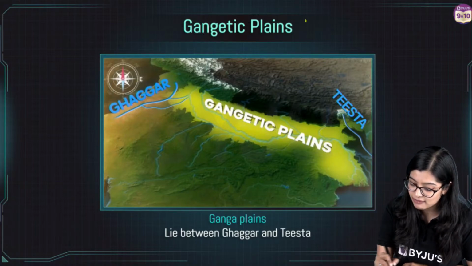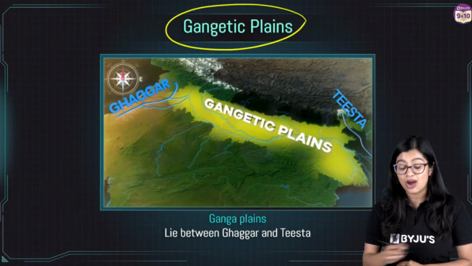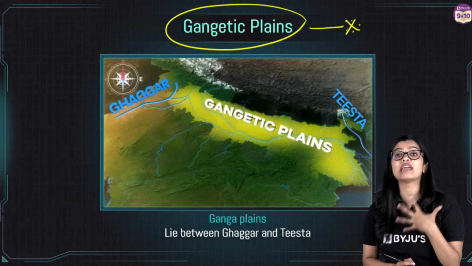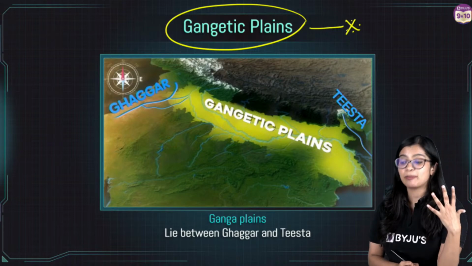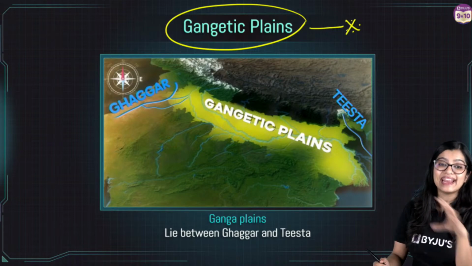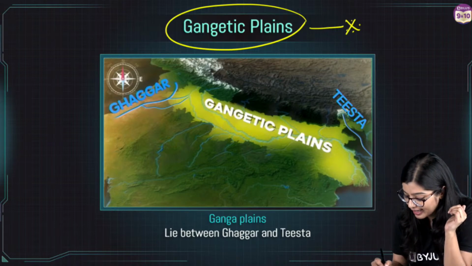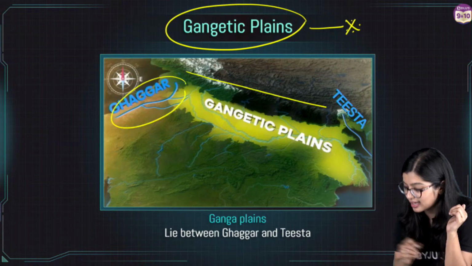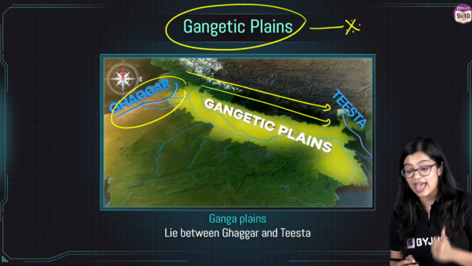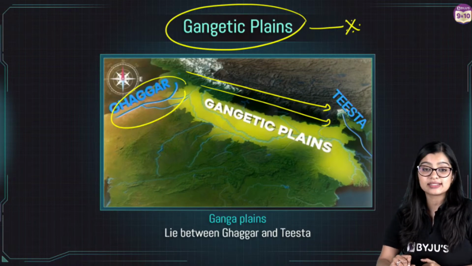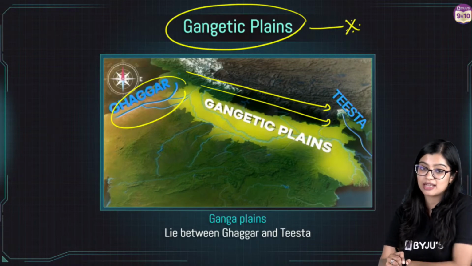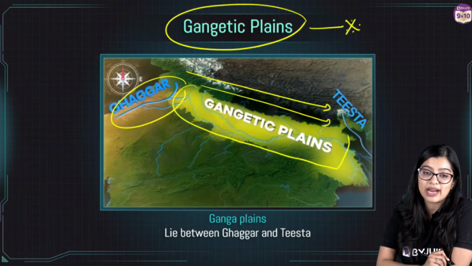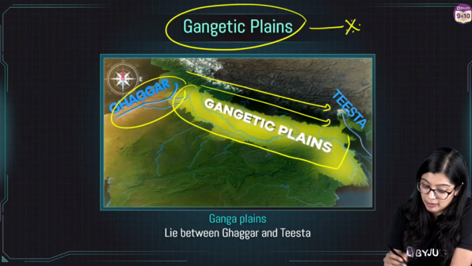Next up, we have the Gangetic Plains, right? Gangetic Plains are very, very important, especially for our country. The Gangetic Plains extend to a wide region, all the way from the Ghaggar to the Teesta. And we know that it covers various states. So what are the states through which the Gangetic Plains will pass? You tell me. From the map here, can you identify the states through which the Gangetic Plains would pass?